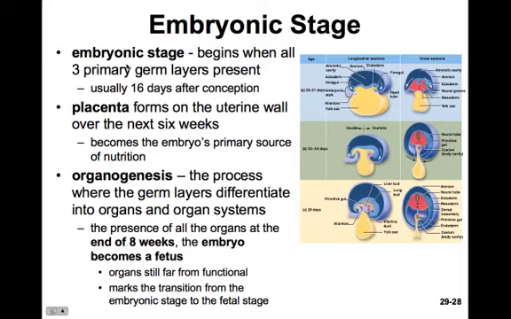Over the next 6 weeks, the placenta will form. It becomes the embryo's primary source of nutrition. The process of organogenesis will also begin, where the germ layers will differentiate into the organs and organ systems. At the end of 8 weeks, when all organs are present, the embryo becomes a fetus. Organs are still far from fully functional, but this does mark the transition from the embryonic to the fetal stage.